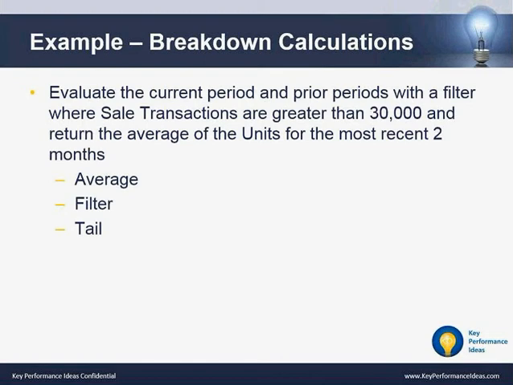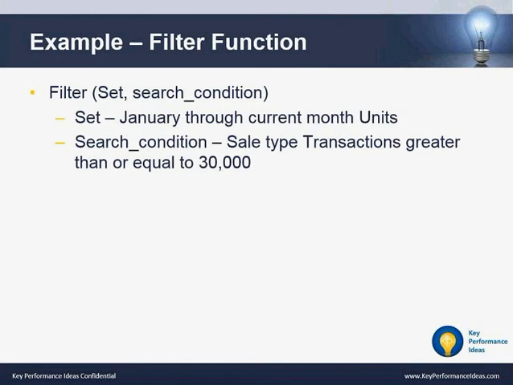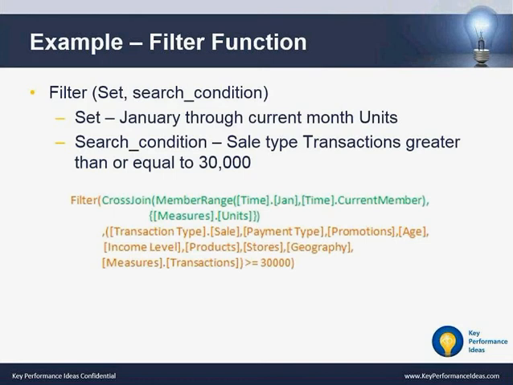So the first thing we want to do is get our set of transactions where the sales type are greater than 30,000. So to do that, we're going to use our filter function. This is the syntax from the technical reference. We're going to filter a set based upon a search condition. So our set is January through our current month units, and our search condition is where sales type transactions are greater than or equal to 30,000. So this is the formula we end up with.